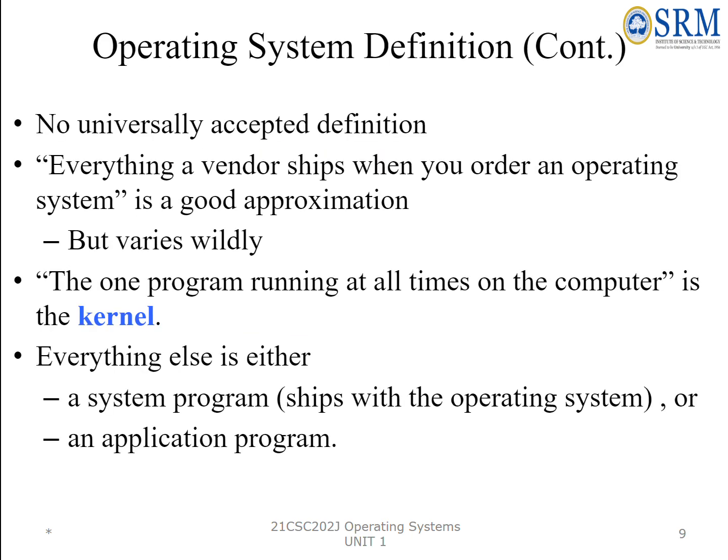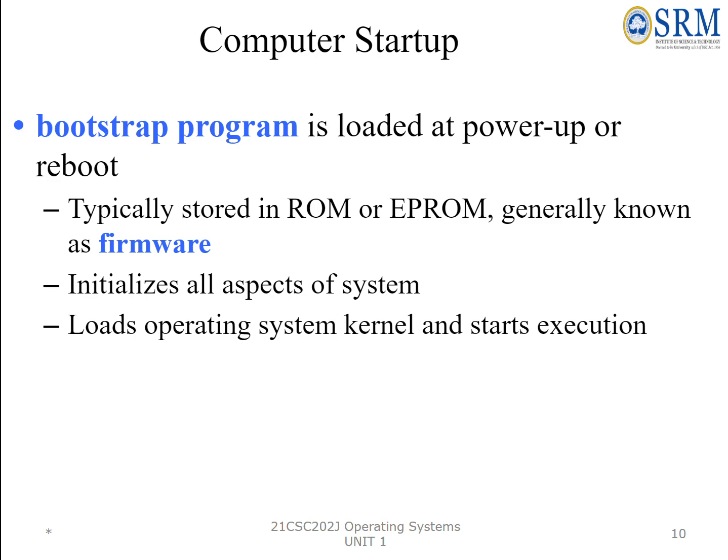And so the next one is the kernel. The one program running at all times on the computer is the kernel. That is what is meant by kernel. The kernel is an internal part of an operating system. So that is internal. Then there are the system programs or the application programs, like the bootstrap program.